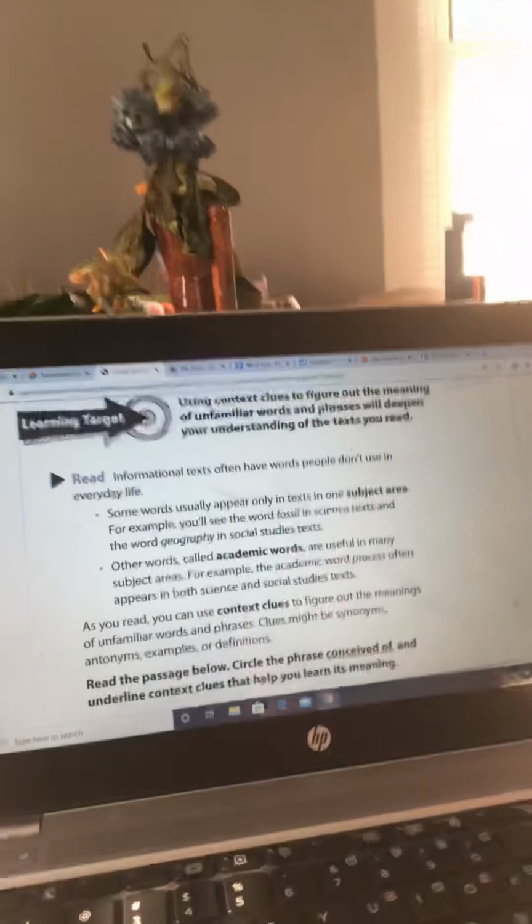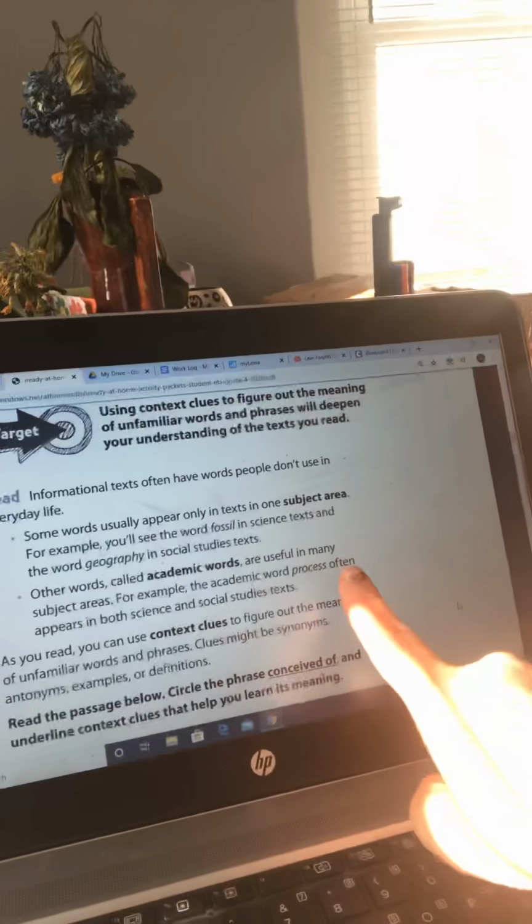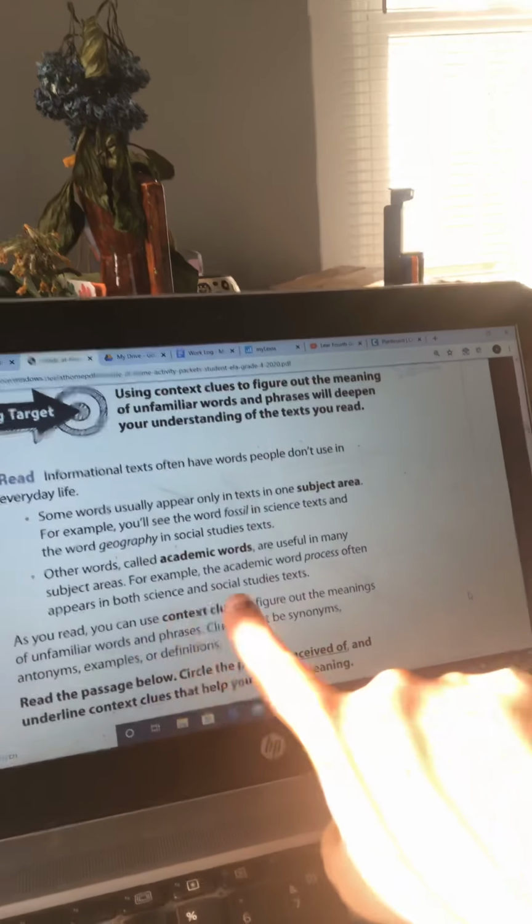Other words called academic words are useful in many subject areas. For example, the academic word process often appears in both science and social studies. So some words are going to be in more than one subject, but they might not mean the same thing.